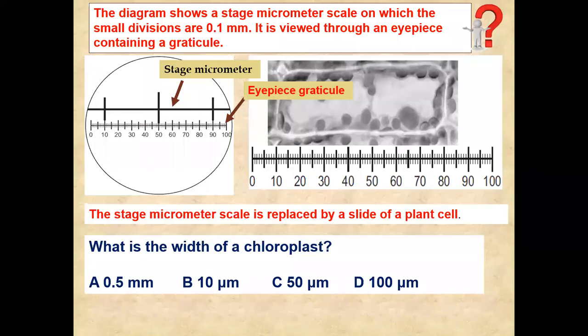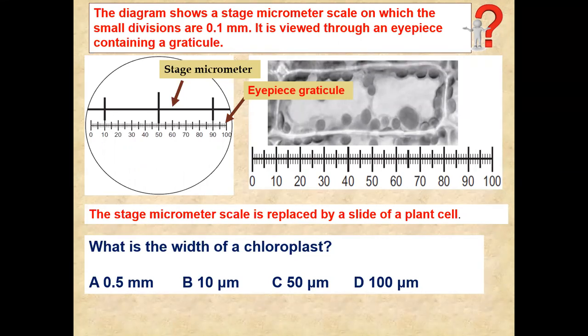In this question, we are going to measure the width of the chloroplast in the plant cell by using a stage micrometer and the eyepiece reticule. In the view of the light microscope, measuring tools are given. One measuring tool is a stage micrometer. The stage micrometer's smallest unit length is given in the question, that is 0.1 millimeter.